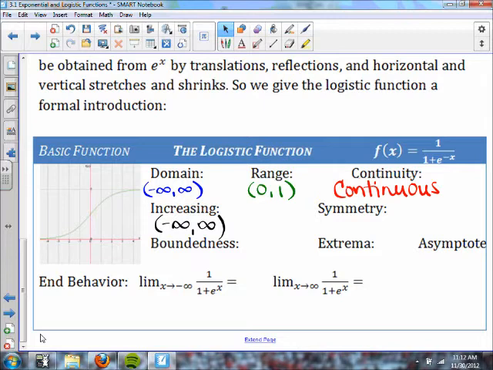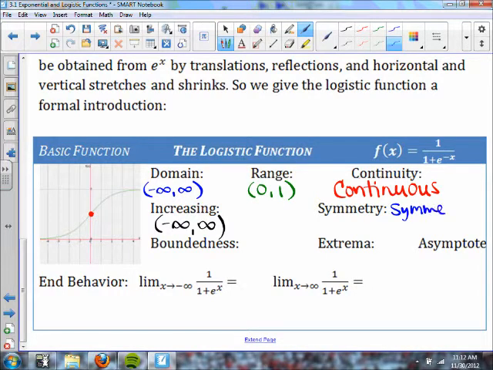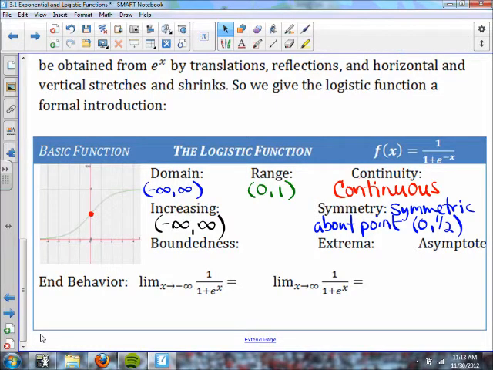But Drew, I think you're onto something, right? What point is that, Drew? It'd be 0 and 1/2. So this is symmetric about the point 0, 1/2. Everybody has mistakes. Okay. So there is no even odd symmetry, but it is symmetric about the point 0, 1/2.